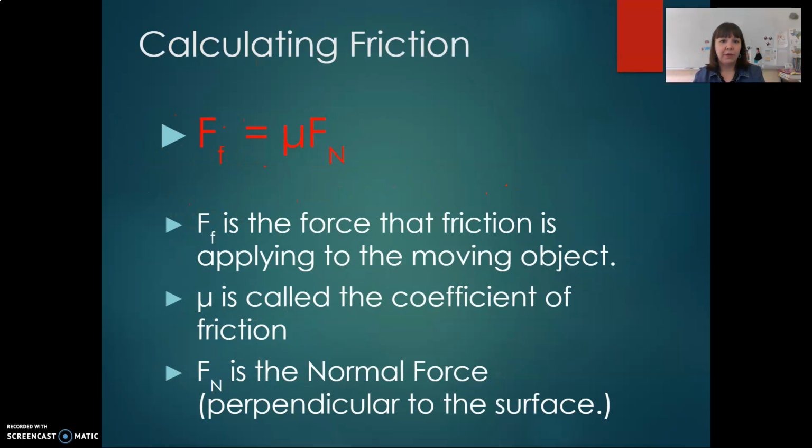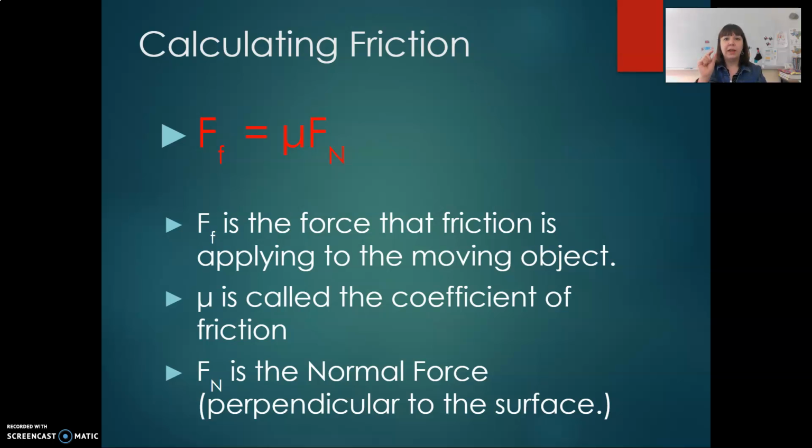To calculate friction, we've got this funky little Greek letter in there. It's called a mu. And to calculate friction, we have the force of friction is equal to the mu times the normal force. Now, the mu is a coefficient of friction. It doesn't have any kind of value at the end, like kilograms, meters. There's no label to it. It's just literally a number. It's going to be between 0 and 1. So if you're getting numbers bigger than 1, you must be dividing somewhere in there incorrectly.